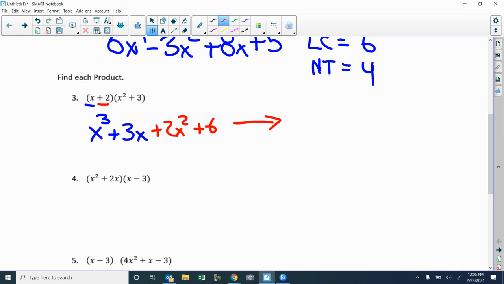Now, we want to put that in standard form and simplify and put anything together that we can. Well, there's nothing that's going to go together here, but we can put it in standard form. X cubed plus 2x squared plus 3x plus 6 would be your standard form of that equation. How are we doing there? All these are the same. Okay, just some of them are a little bigger than others. Make sense all? Okay.